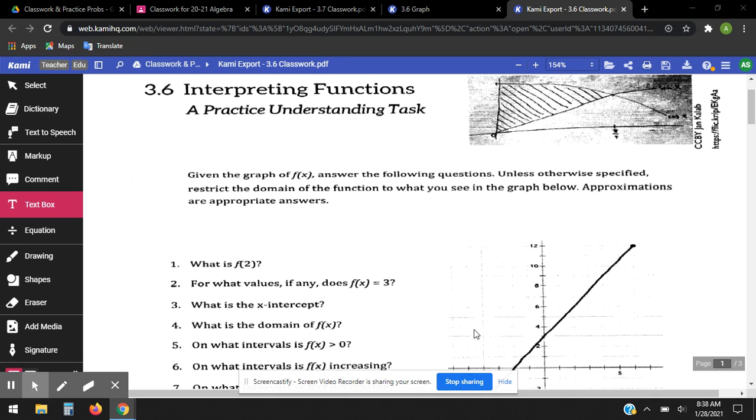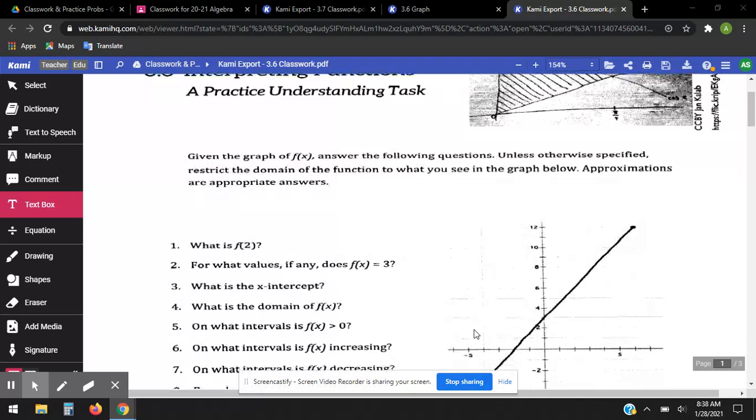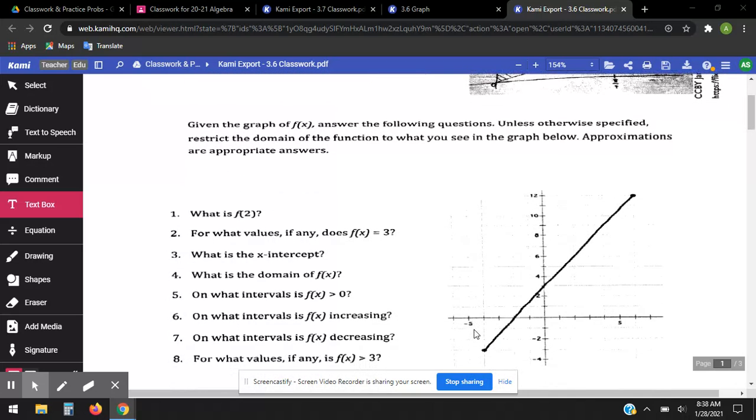Hi, this is Algebra 1, Module 3, Lesson 6, Interpreting Functions. We are given this graph, f of x, to answer the following questions. Unless otherwise specified, restrict the domain of the function to what you see in the graph below. So we're assuming what we see is what is there, and that's it.